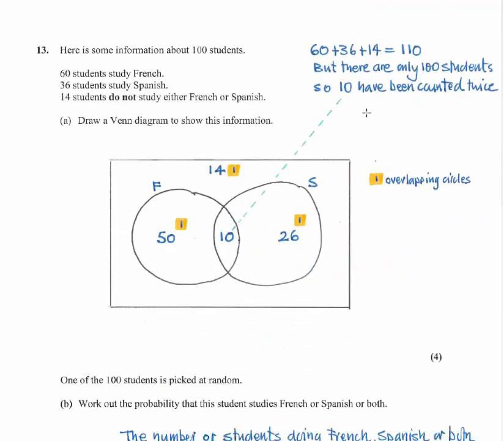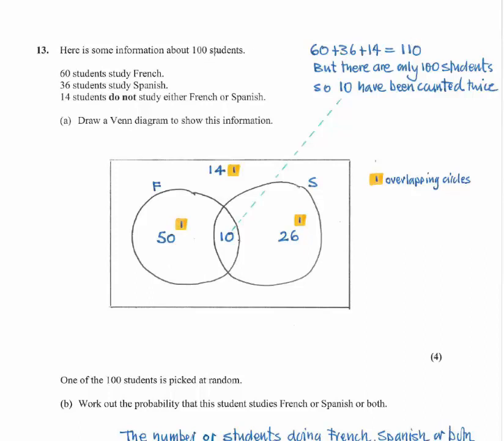Question 13. Here's some information about 100 students. 60 students study French, 36 study Spanish, and 14 students don't study either French or Spanish. Draw a Venn diagram to show this information. This is what we mean by a Venn diagram. Okay, the box contains all the students we're talking about, or all the things we're talking about, and we have 2 overlapping sets. Now, we've got 60 students who study French and 36 students that study Spanish. Now, if you add this up, you might see that there's a bit of a problem. We've got 60 plus 36 plus 14 is 110.